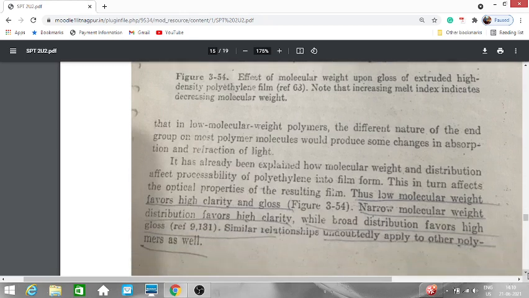It has already been explained how molecular weight and distribution affect processability of polyethylene into film form. This in turn affects the optical properties of the resulting film. Thus, low molecular weight favors high clarity and gloss. Narrow molecular weight distribution favors high clarity, while broad molecular weight distribution favors high gloss. Similar relationships undoubtedly apply to other polymers as well.